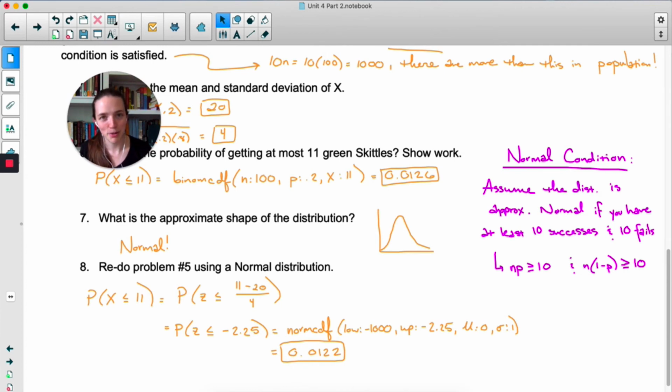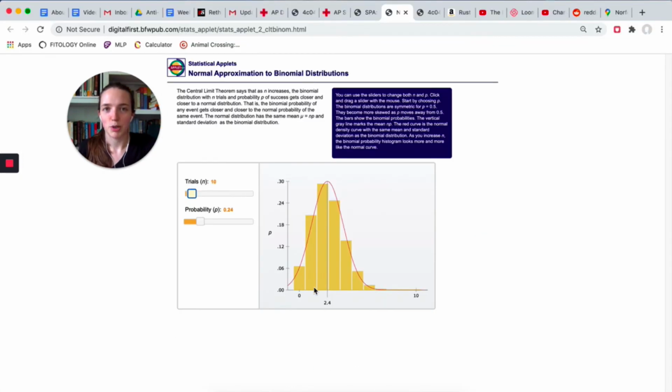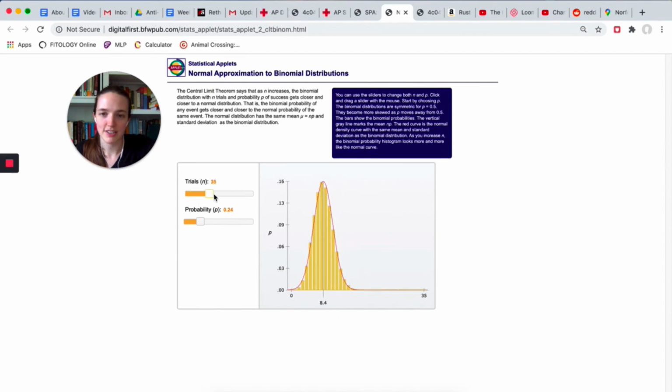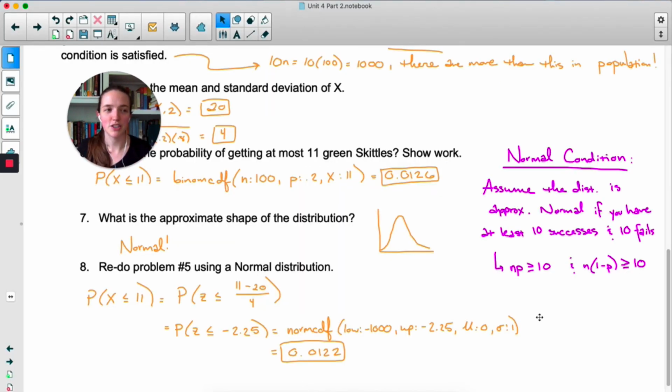Now I did say approximately, which is partially why we got a slightly different answer here than here, but that's okay. So now you can see why this wasn't quite normal when we had only 10 trials and a probability of 0.24. N times p here doesn't get us a number greater than or equal to 10, which is why if we increase the number of trials, this magically becomes more normal. Now we can safely say, yes, we have at least 10 successes and at least 10 failures. So it's kind of a tricky way to ensure that the binomial distribution looks normal.